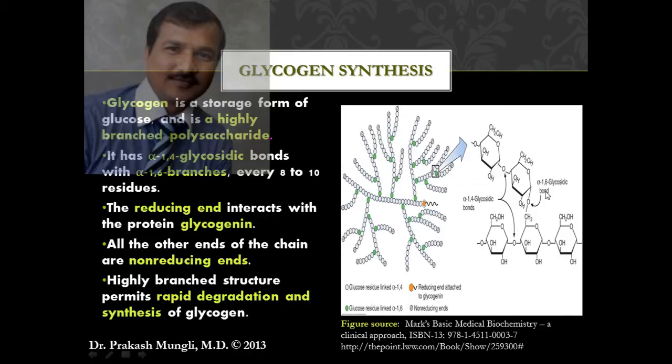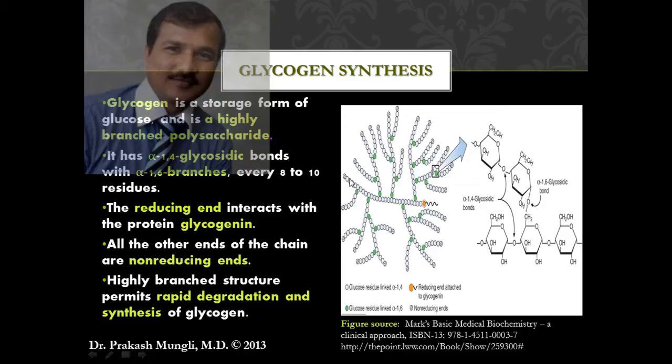Why is it called an alpha 1,6 glycosidic bond? It's because the sixth carbon of this glucose molecule links with the first carbon of the incoming glucose molecule, and that's why it is an alpha 1,6 glycosidic bond. So in our glycogen, there will usually be one alpha 1,6 glycosidic bond, giving rise to a branch point, for every 8 to 10 glucose residues.